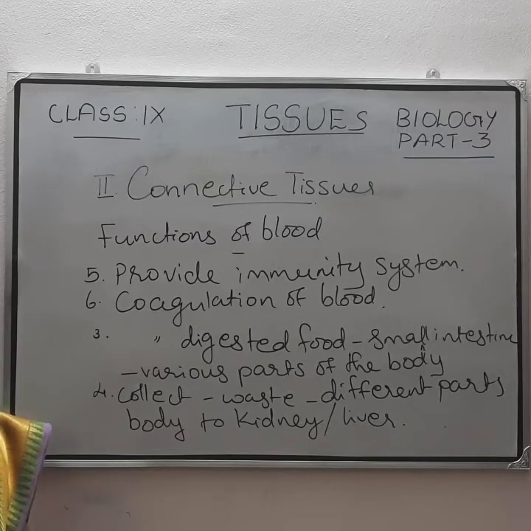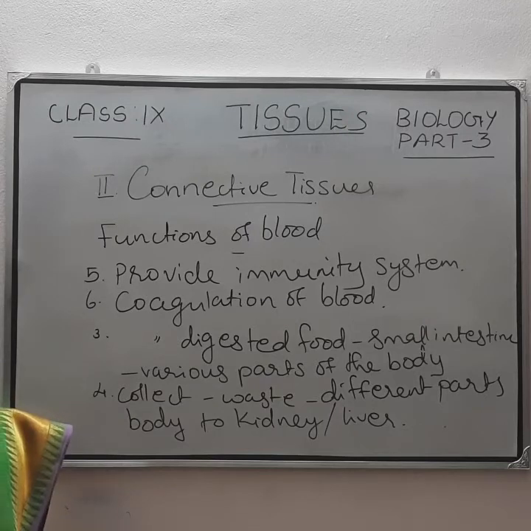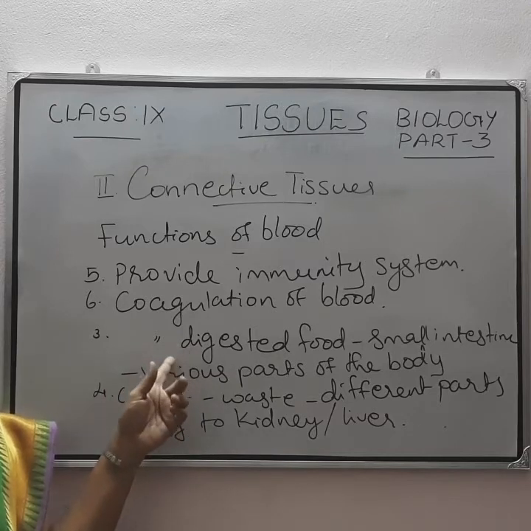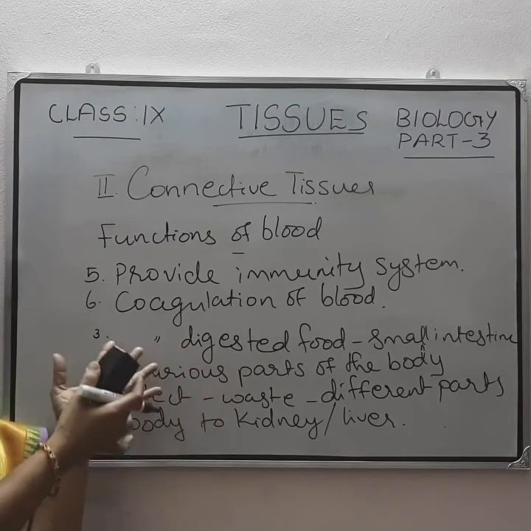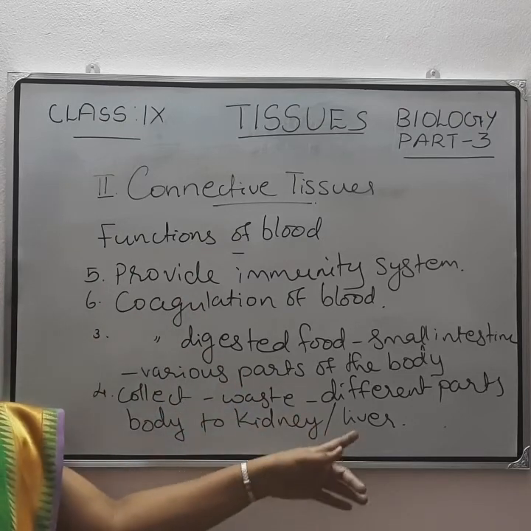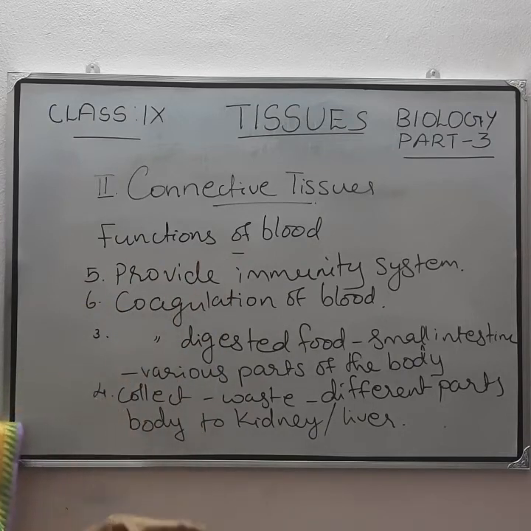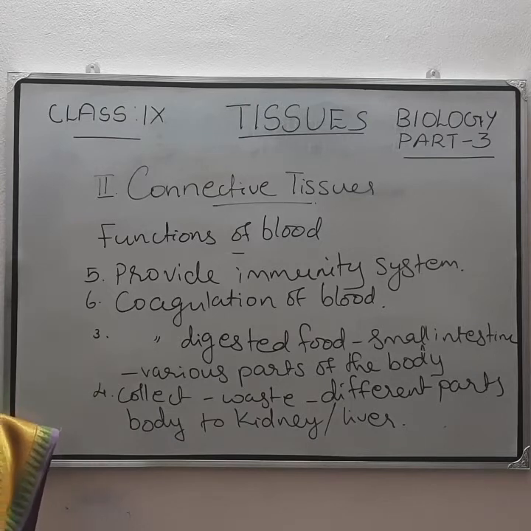And another important question related to blood is, why is this blood called a connective tissue? Because it connects the different parts of the body in different ways. Digested food materials are transported from the small intestine to different parts of the body, thus connecting different parts of our body. And also, it collects the waste materials from different cells and transports them towards the kidney and liver. Thus, it connects throughout the body through these blood vessels. So blood is called a connective tissue.